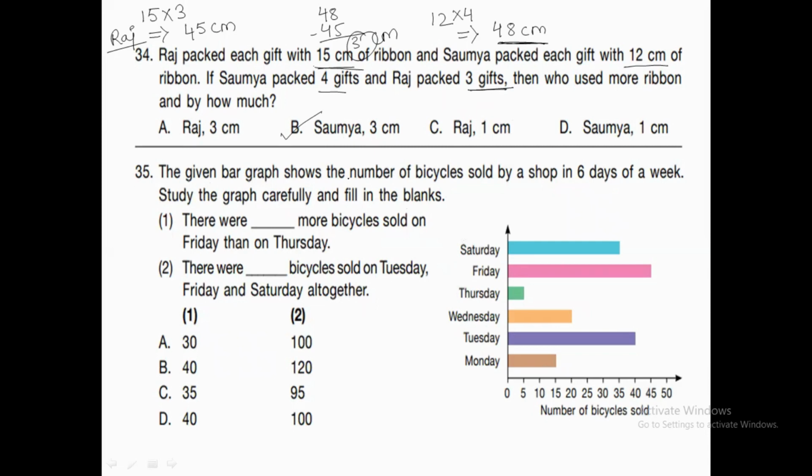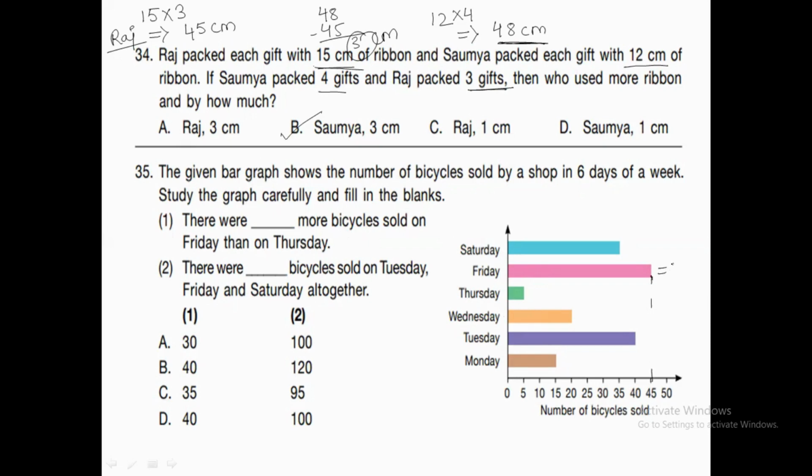Now let's move to the next, the last question of this section. In this paper, the given bar graph shows the number of bicycles sold by a shop in 6 days of a week. Okay. Now we need to study the bar graph carefully and answer the questions. So there were dash more bicycles sold on Friday than on Thursday. So we need to check how many bicycles were sold on Friday. So Friday is here. How many bicycles were sold on Friday?